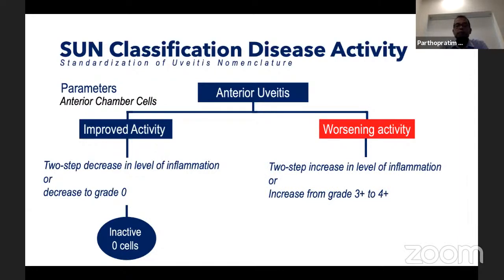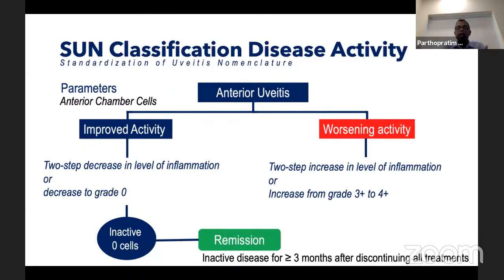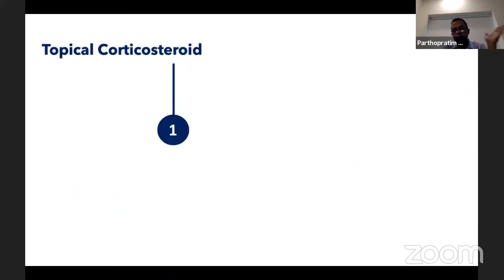Now, when do we call it uveitis worsening? When there is a two-step increase in the level of inflammation, like anterior chamber cells increasing from grade 3 to 4. Broadly, remission is defined as inactive disease for more than 3 months after discontinuing all treatment. So you have to keep this in mind. We have to aim for complete remission in any kind of uveitis. Remission is indicated by inactive disease for more than 3 months after you stop all kinds of treatment. Having said that, let us see what armamentarium we have with us.